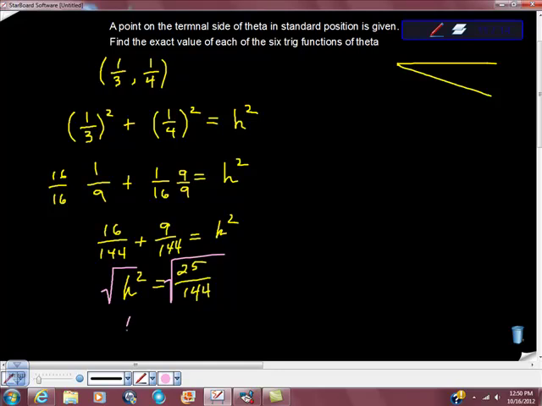The square root of h squared, of course, is just h. And we know that if we take the square root of a over b, by rule, it's the same as the square root of a over the square root of b. Why is that true? Because radicals are rational exponents, and we know that exponents are distributable over division. So that works out. So our answer here is 5/12. From here, we can start putting all of our pieces together.